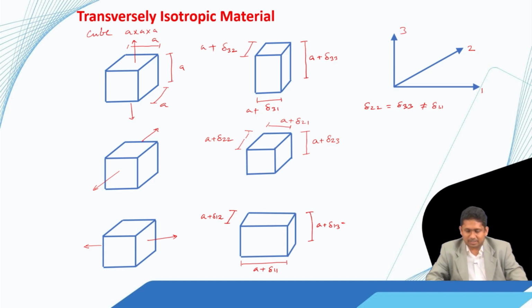Now, let us look at the other terms. If I load it along direction 2, whatever influence it has on direction 3, that we call delta 23. Now, the same influence a loading along direction 3 will have on direction 2. So, that means delta 23 is equal to delta 32.